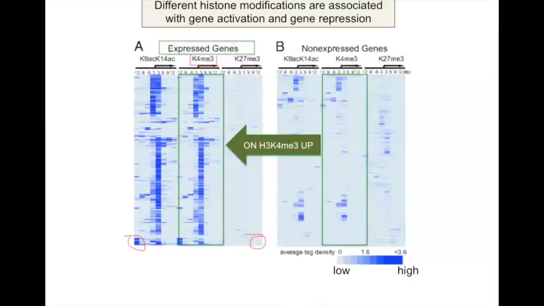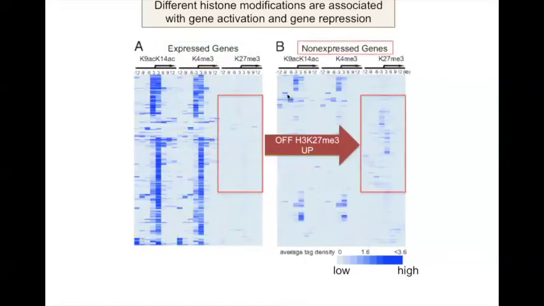What we can see is that expressed genes have a mark called histone lysine 4 methyl 3. This is a trimethyl group. And you can see a very large number of these highly expressed genes in dark blue. When genes are turned off, shown here on the right-hand panel, you can see that these many genes are either repressed or turned off completely.